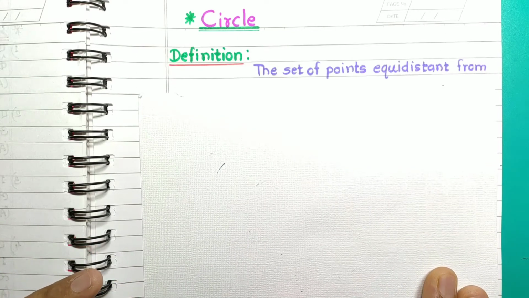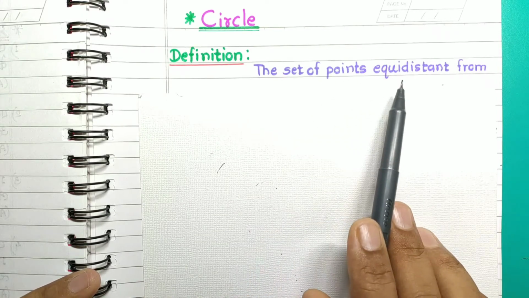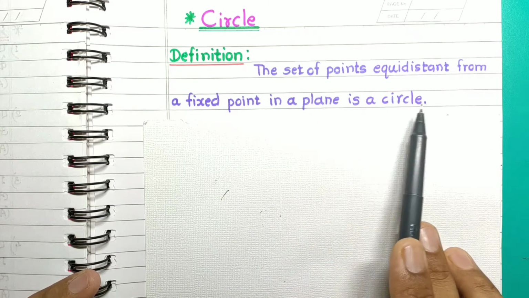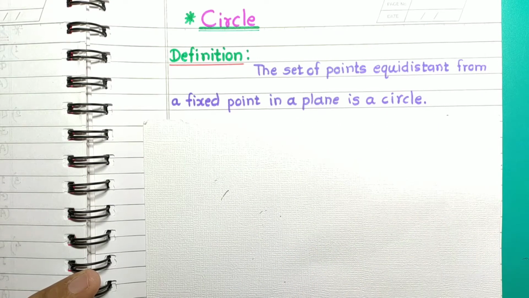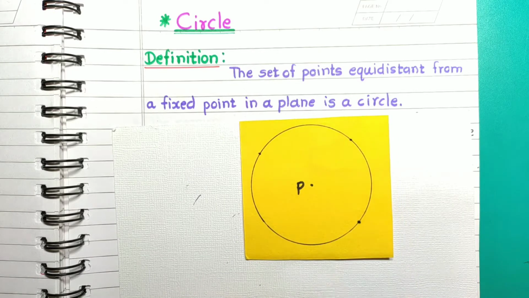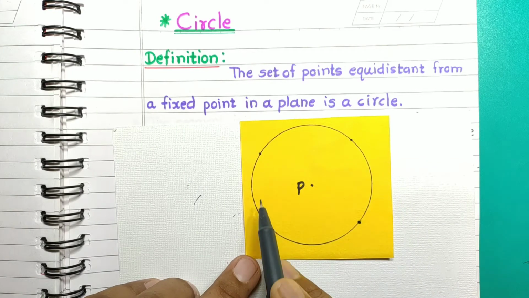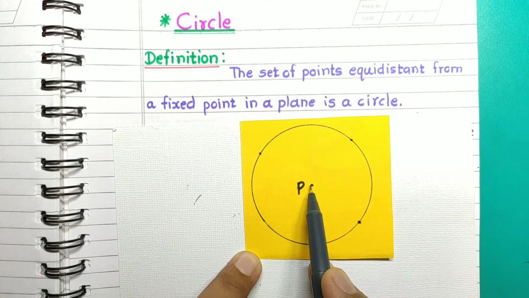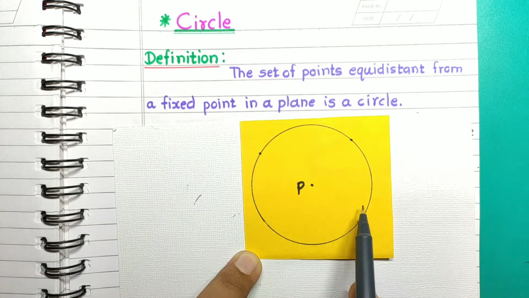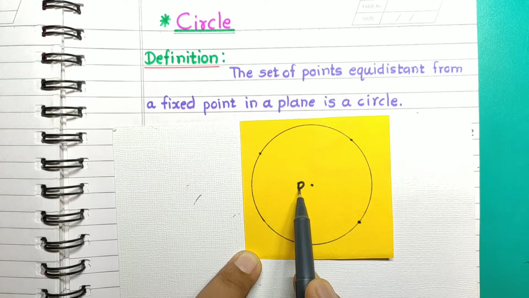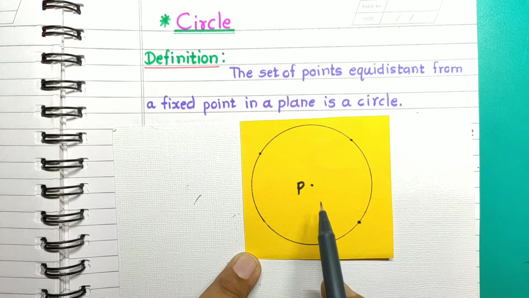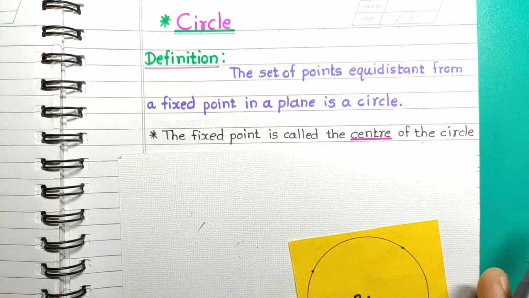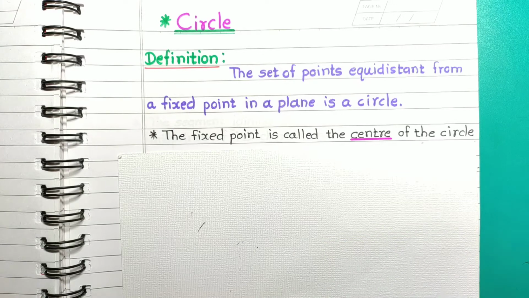See, definition: the set of points equidistant from a fixed point in a plane is a circle. Students, let's consider point P in the plane. Here, this is the set of all points which are equidistant from this point P, which forms a circle. Here, this fixed point P is called center of circle. So we have the fixed point is called the center of the circle.